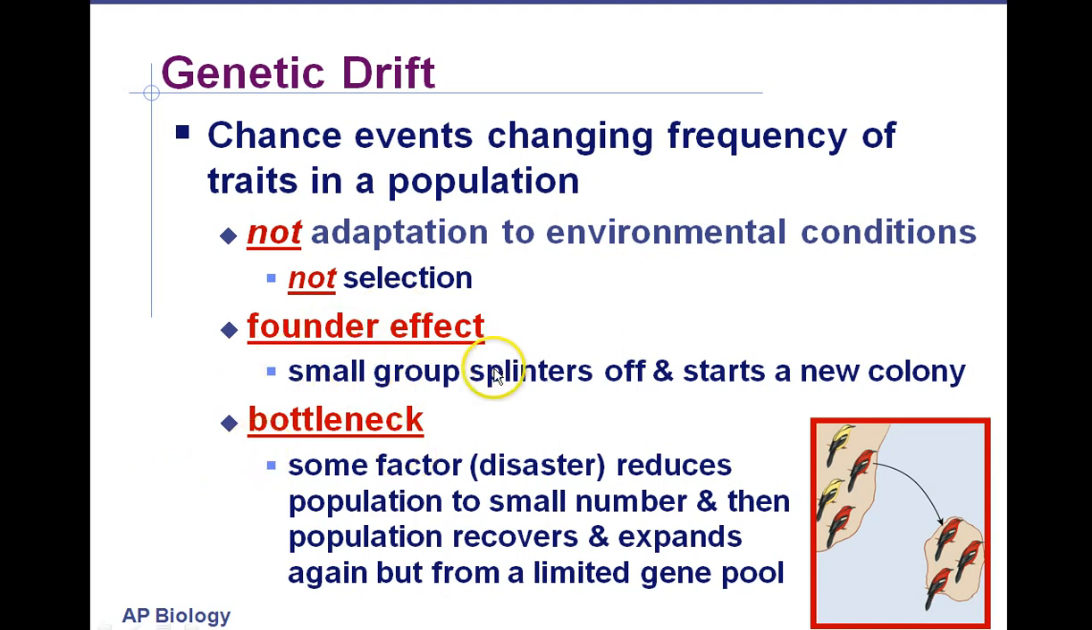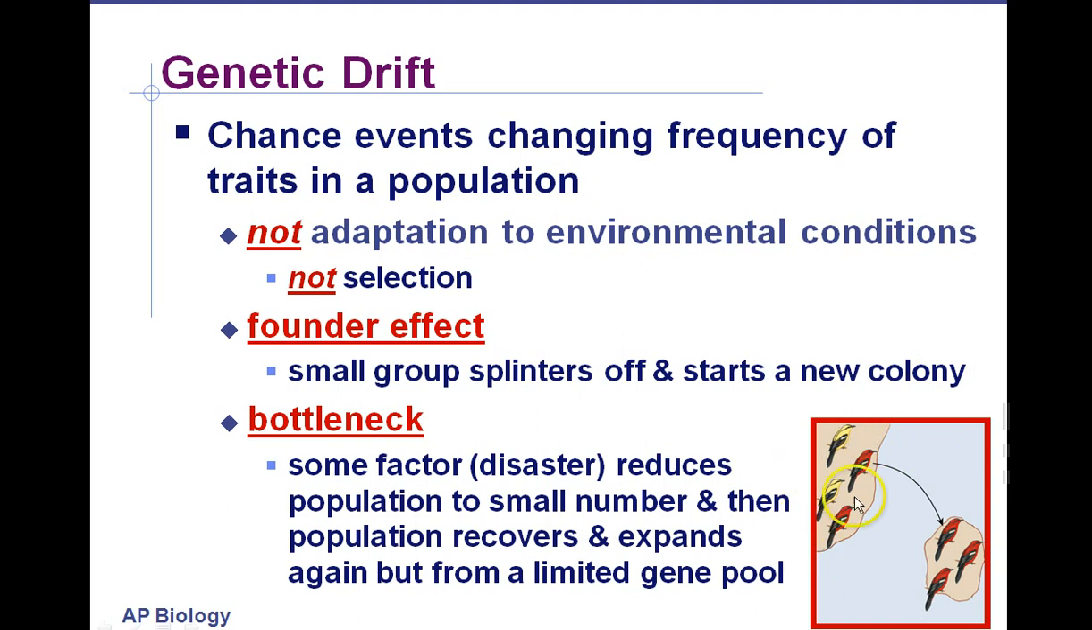Founders are a group that starts something. So anyone who's a founder of a business, or in this case, we're talking about a colony that's being started. The founders are the ones that, like the founding fathers, they're the ones that started our country, like George Washington and Ben Franklin. So the founder effect is when a small group splinters off and starts a new colony. And if they do, they only take the alleles or the genes and the traits that leave with them.